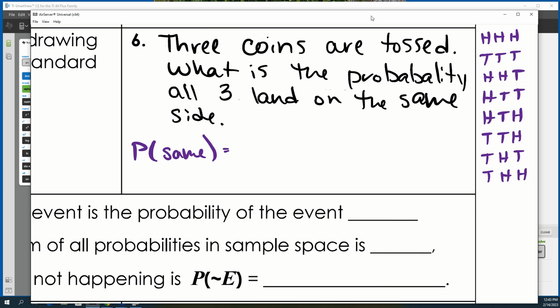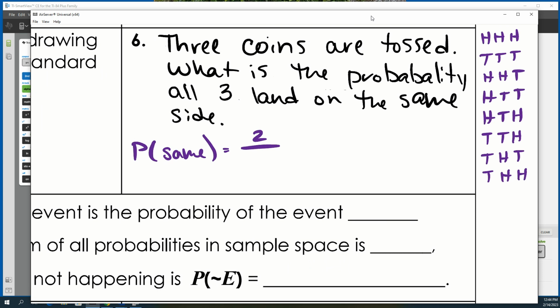Okay, so we want the probability that all 3 are the same. Out of those different things that could happen, how many had all the same? 2, yeah. So 2 were all the same, out of how many total possibilities? Close. Should be 8 possibilities.